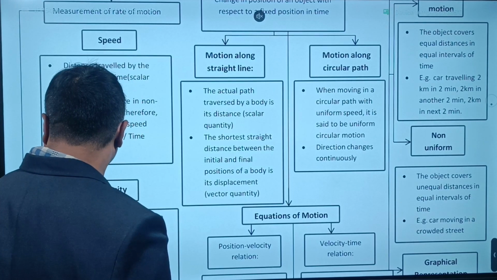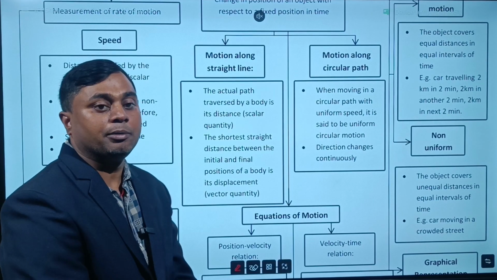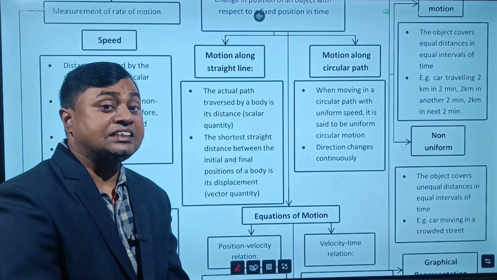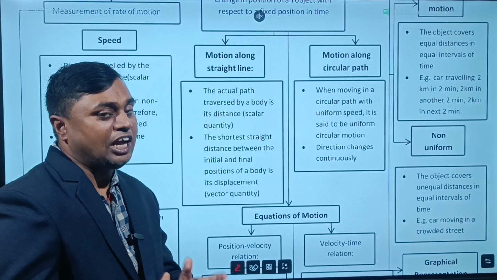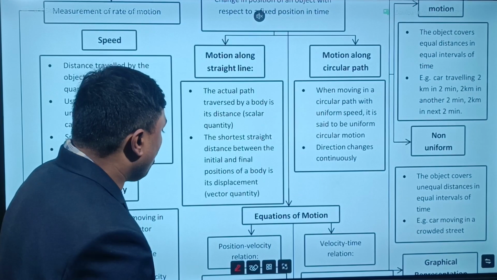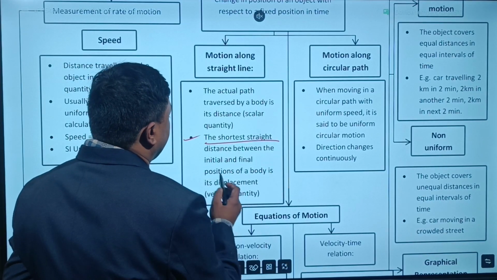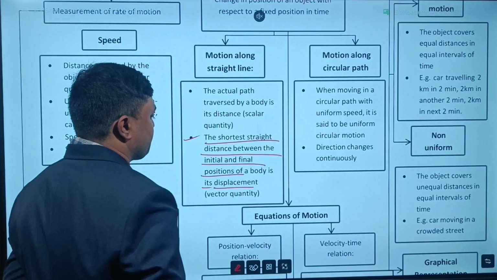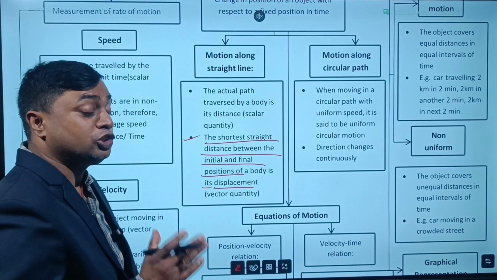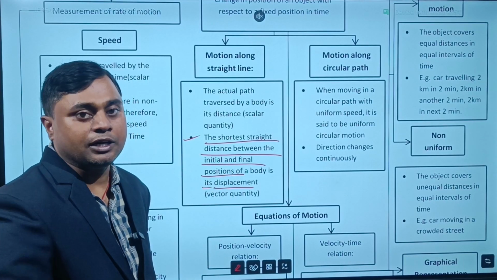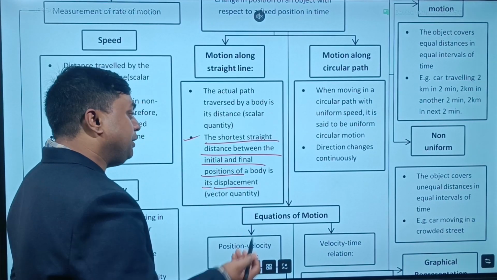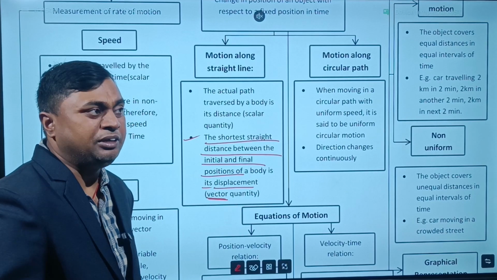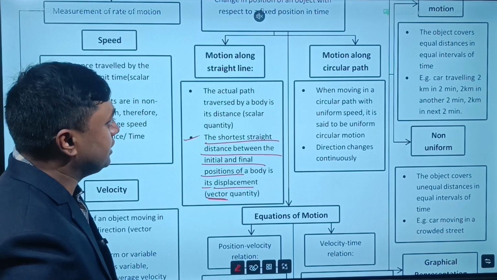Motion along a straight line: the actual path traversed by the body is its distance. The SI unit of distance is meter. Distance is a scalar quantity, meaning it has only magnitude, no direction. The displacement is the shortest straight distance between the initial and the final position of the body, and its SI unit is meter. Displacement is a vector quantity, which means it has magnitude as well as direction. Is it clear?